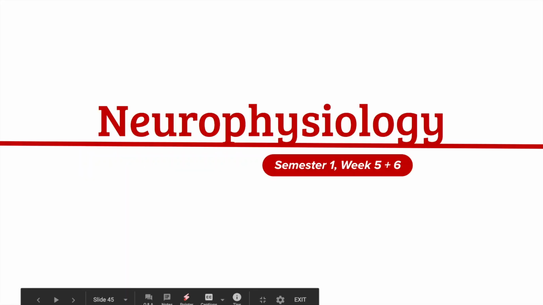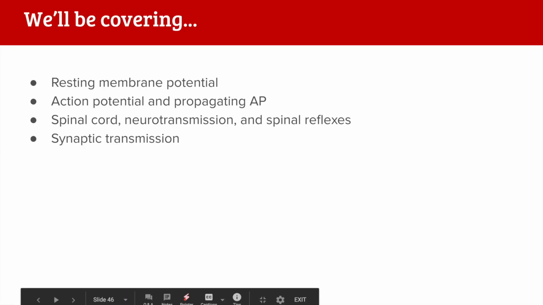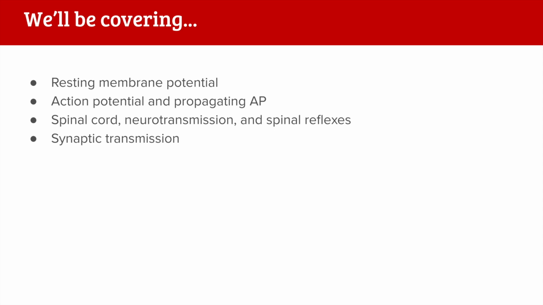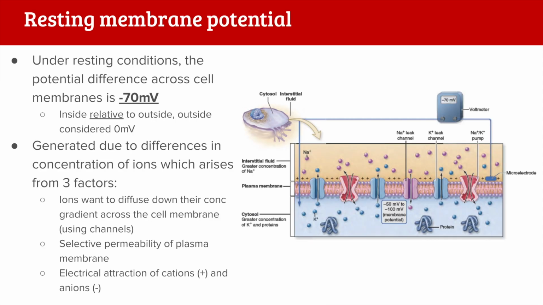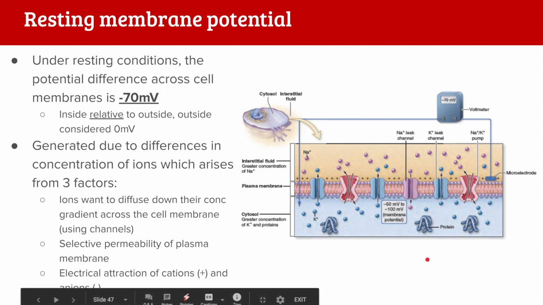I'm going to talk about neurophysiology. I'll be covering the first two topics while Mayan covers the last two. So I'm going to start off first with the resting membrane potential. Under resting conditions, the potential difference across the cell membrane is negative 70 millivolts. That's the inside relative to the outside. We set the outside at 0, and the inside is negative 70 compared to the outside.